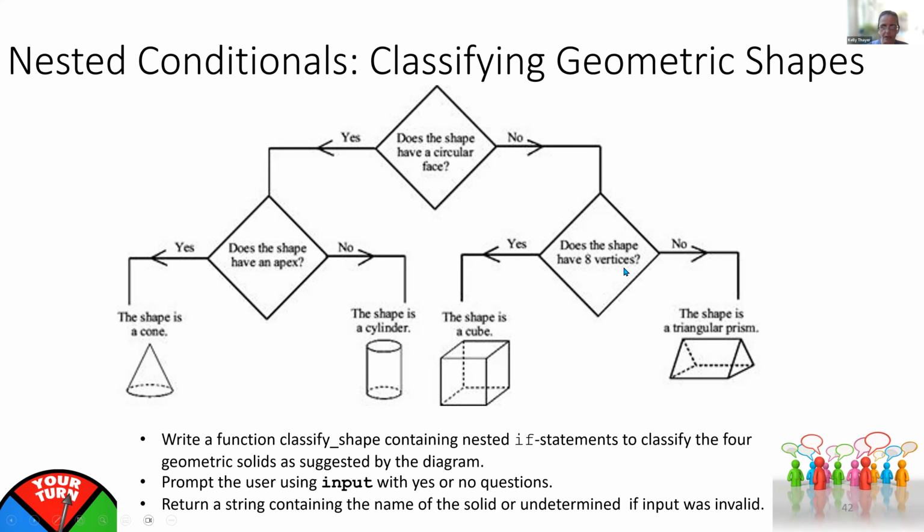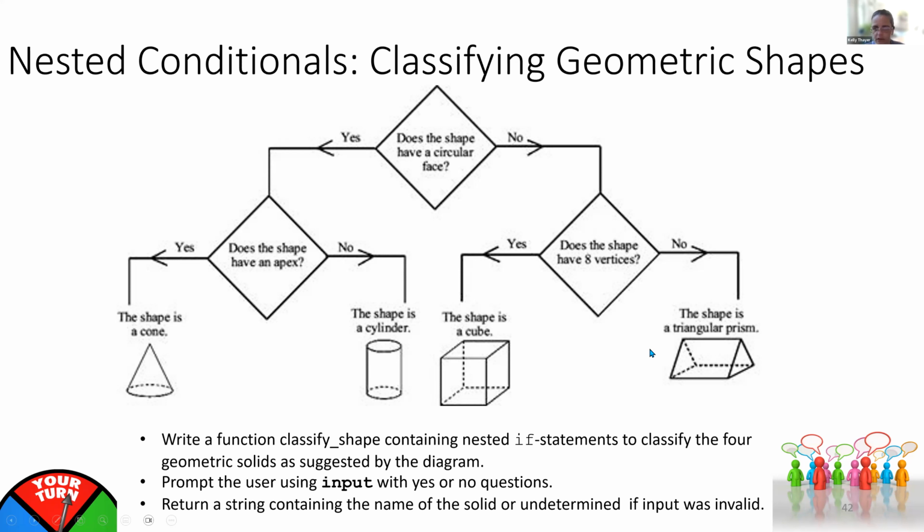We might ask, knowing that it could be either of these two, does the shape have 8 vertices? And so then we would be able to tell apart between these two. So then if the answer is yes, we can conclude that we have the cube, and if the answer is no, we would be able to conclude it must be the triangular prism.